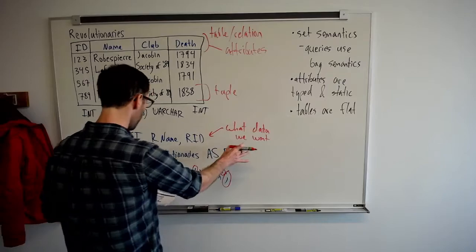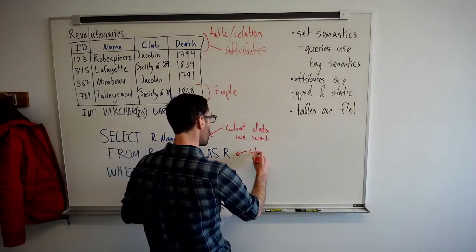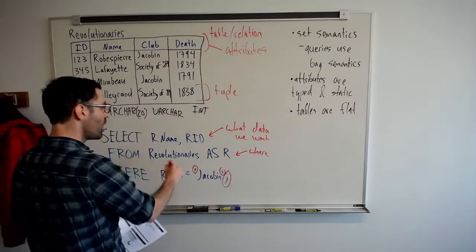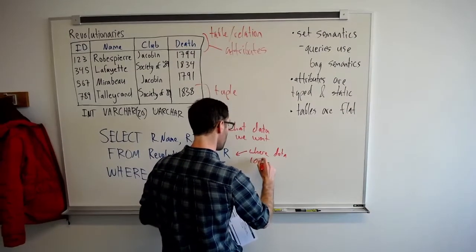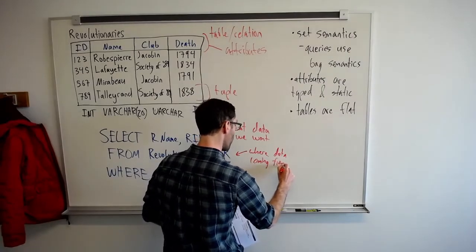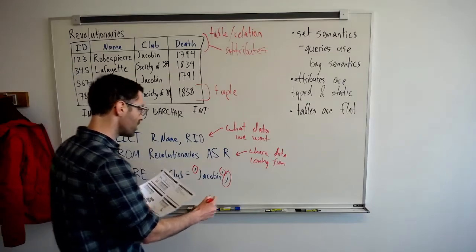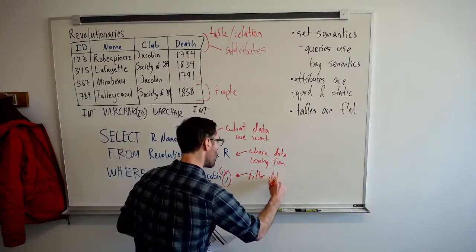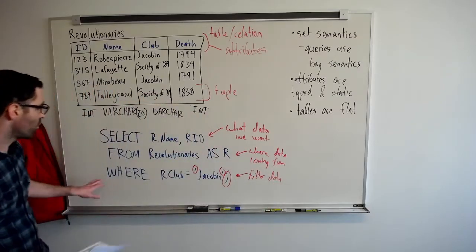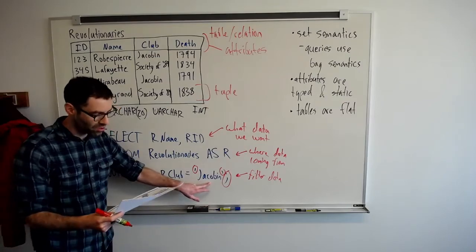Just to label each row here, this from is where our data is coming from, and this where clause serves to filter our data. So we're filtering it to be just where our club attribute is the string Jacobin.